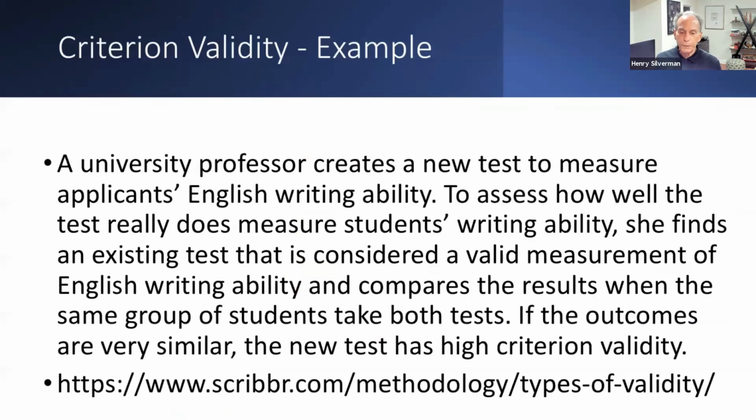So for example, a university professor creates a new test to measure applicants' English writing ability. To assess how well that test really does measure students' writing ability, she finds an existing test that is considered a valid measurement of English writing ability and compares the results when the same group of students take both tests. If the outcomes are very similar, the new test has high criterion validity.